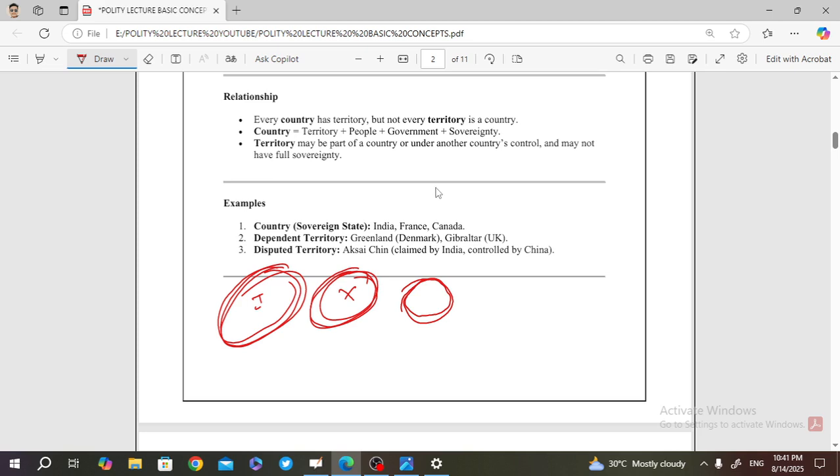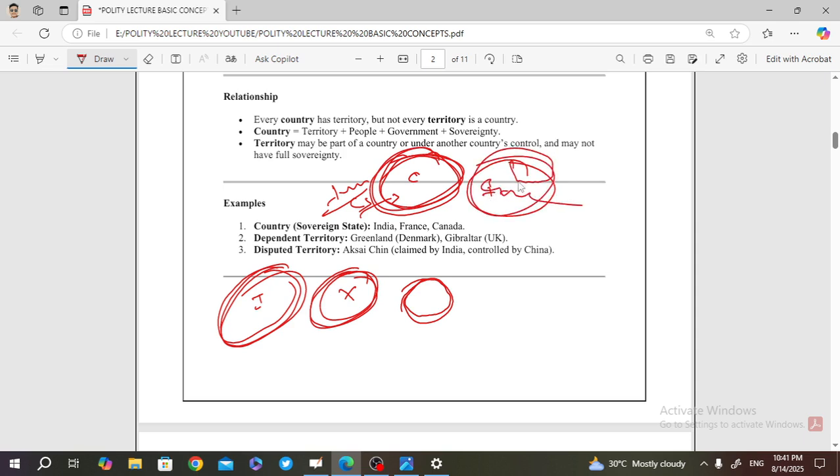In order to become a country, it must become a territory first, because in between territory and country there is a common thing: there must be a fixed geographical area. So every country is a territory, but not every territory is a country. Greenland is not a country. Ladakh has not become a country because it is already claimed by India and China.